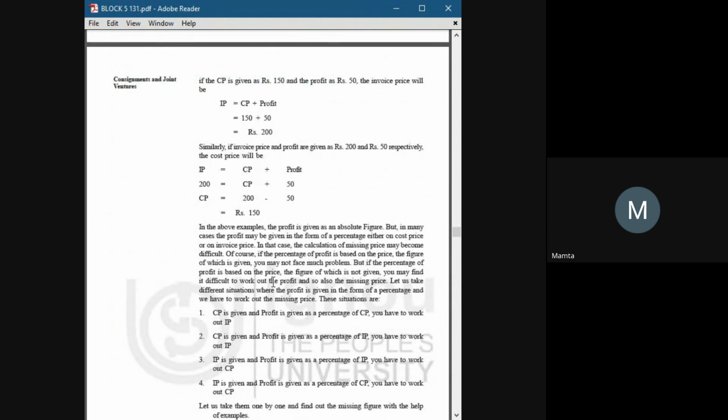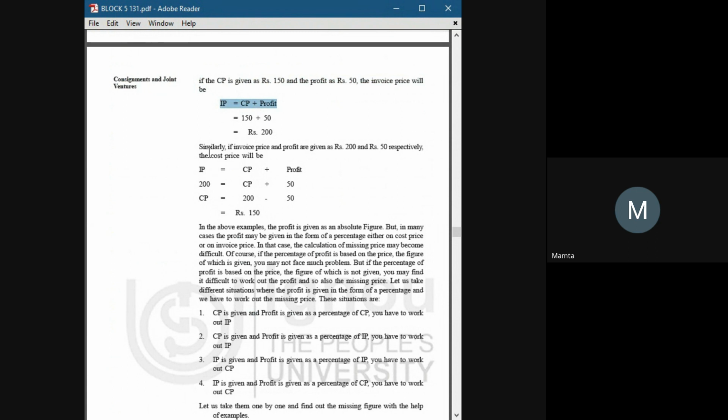Let us take a different situation where the profit is given in the form of a percentage and we have to work out the missing price. This is the equation: IP is equal to cost price plus profit. If one is missing, you can find it out. If two things are given to you, you can automatically find the third, the missing part.